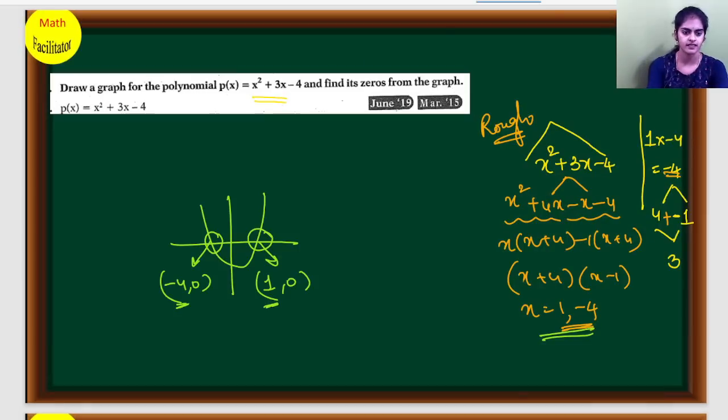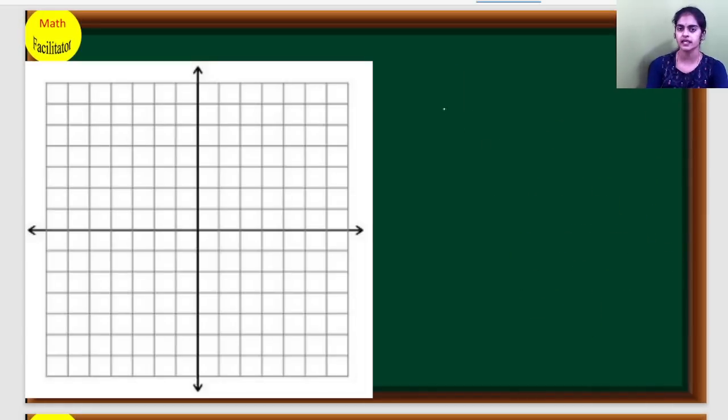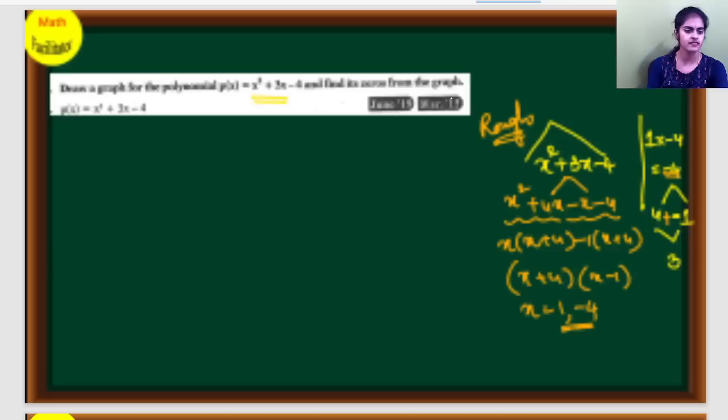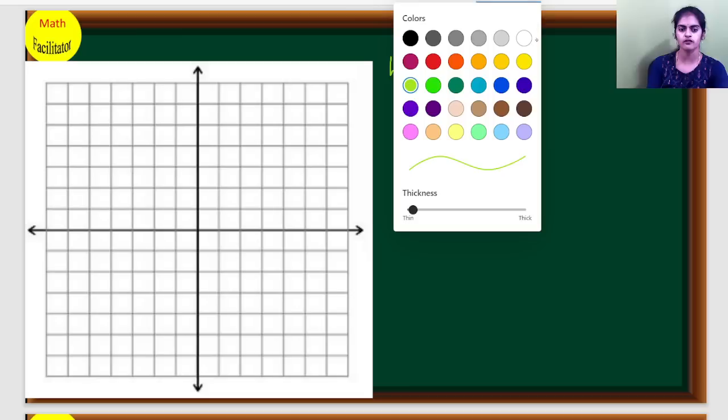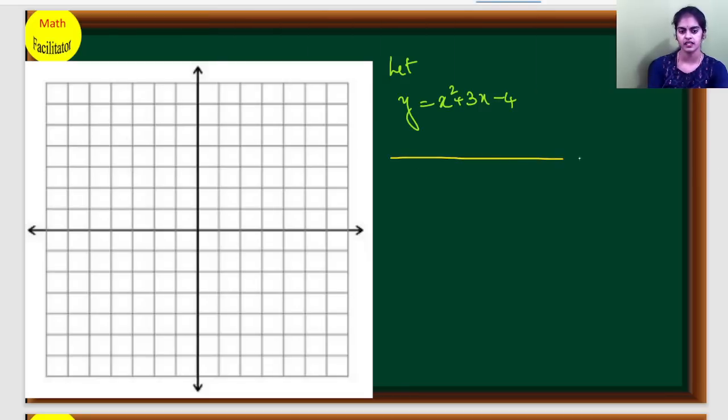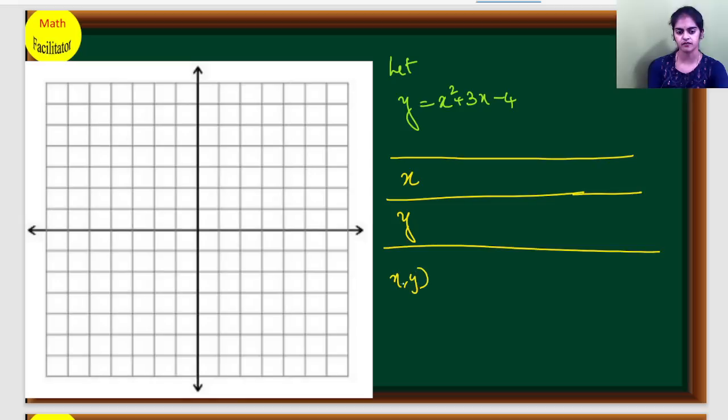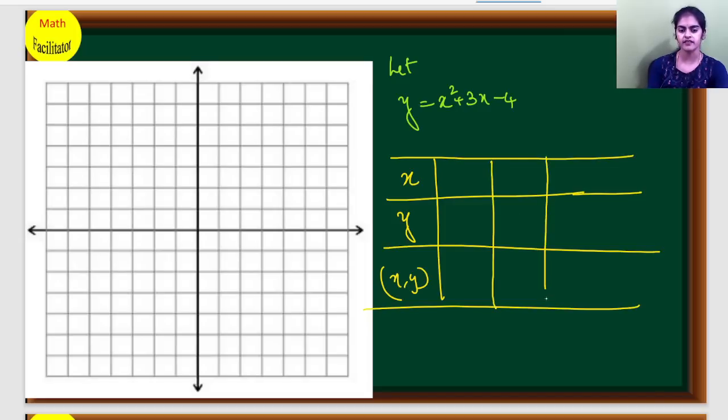So how do you write the table of values? See here. Given x, the polynomial is x square plus 3x minus 4, and I'll just equate it to 0, so let this polynomial be equal to y. Now substituting different values of x, I shall take different values of x, and the corresponding value of y I will get. Then I'll just take the pair x comma y. This is what we are going to do in the table of values. Now you will take the values in such a way that you will have to have what?